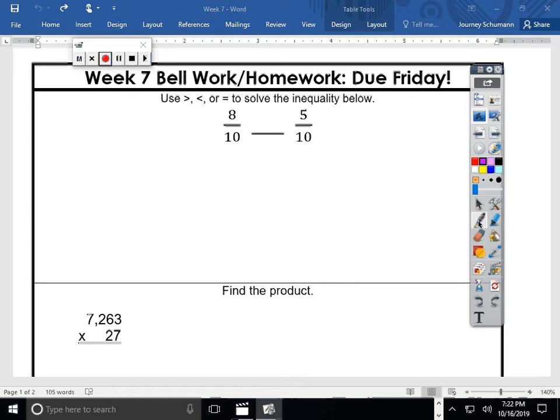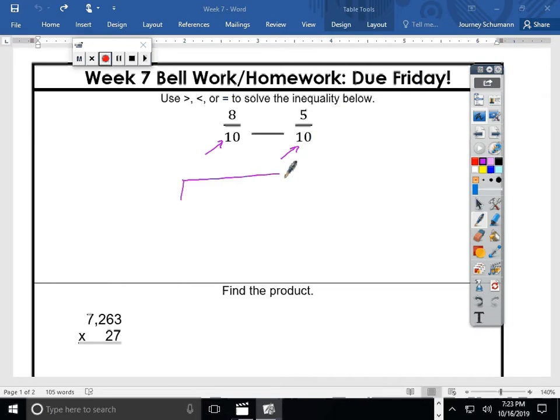So taking a look at the first problem here, it says use greater than, less than, or equal to solve the inequality below. It's an inequality, so I'm thinking to myself, I'm going to do some comparing. Well, I noticed that on this problem we're fortunate to have the same number of parts in our denominator. Both of these are split into tenths.